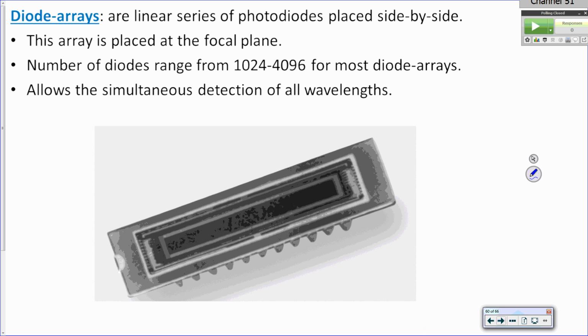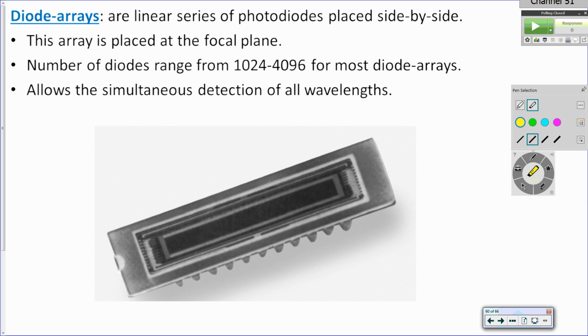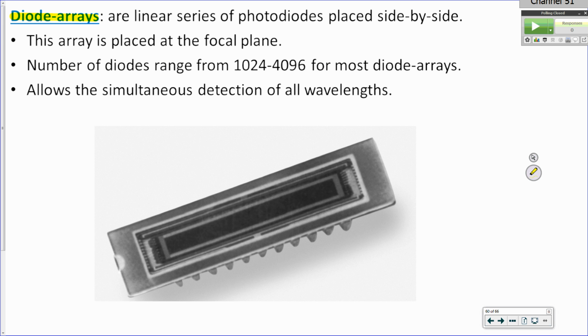Now, the good thing about the diodes is that diodes can be put next to each other and used in an array format. So, diode arrays are a linear series of photodiodes placed side by side, and you simply put this array at the focal point. So the instrument that we used with the PKA measurements was a photodiode array. What happens is all the wavelengths are measured simultaneously. So the one that we used had 4,096 diodes side by side, and the good thing about it is that now it allows you to detect all wavelengths simultaneously.